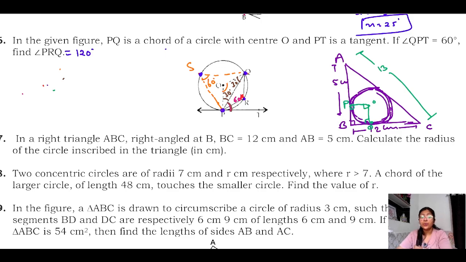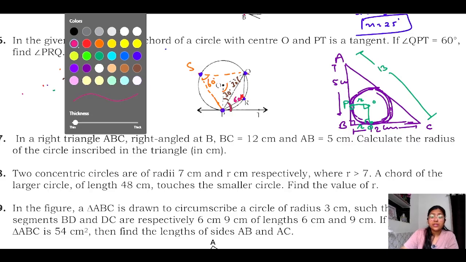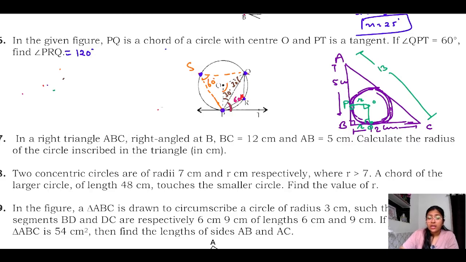It means POQB is a square. If it is a square, then PO is of measurement r. Similarly, BQ is also r. If BQ is r, then QC will be 12 minus r. If this is r, then AP will be 5 minus r. Yes or no? This is point P, this is point Q, this is point R. If this is 5 minus r, AR is also 5 minus r. The lengths of tangents drawn from an external point are equal. If this is 12 minus r, this is also 12 minus r.